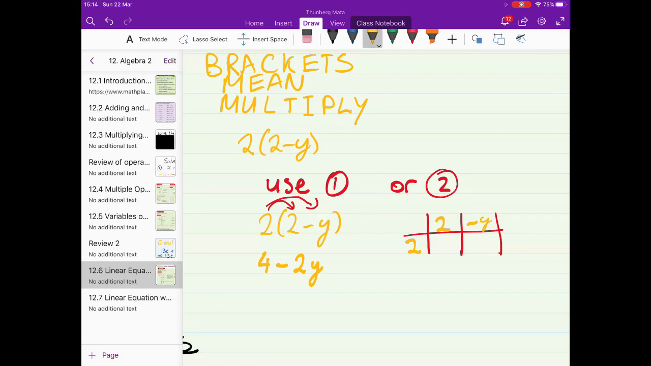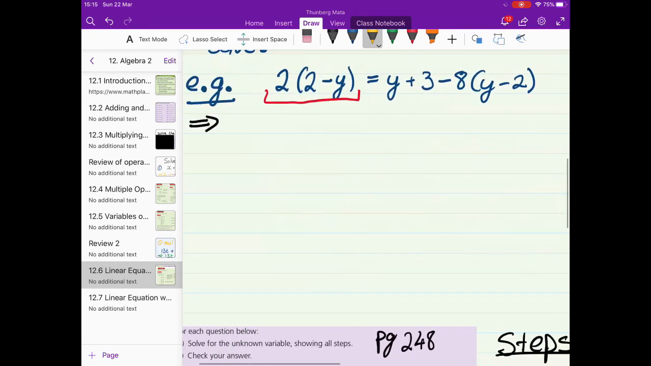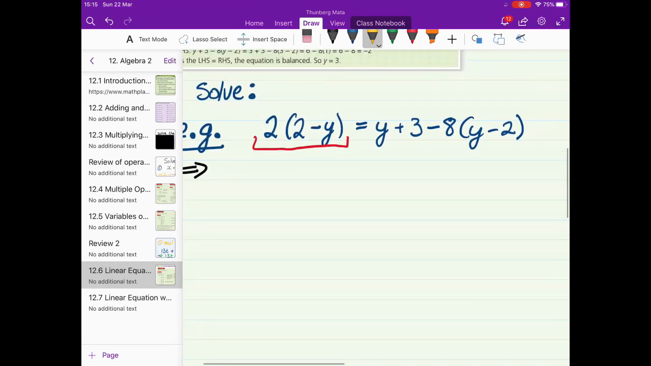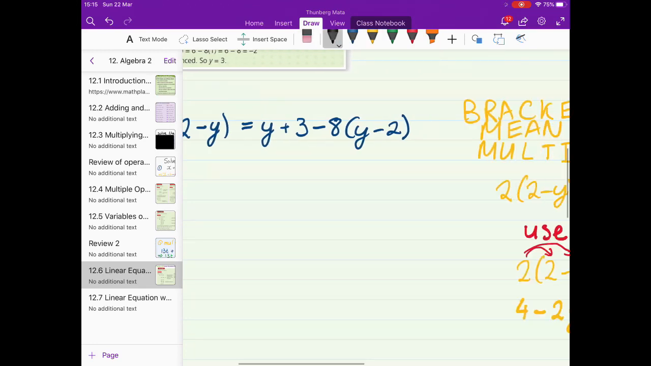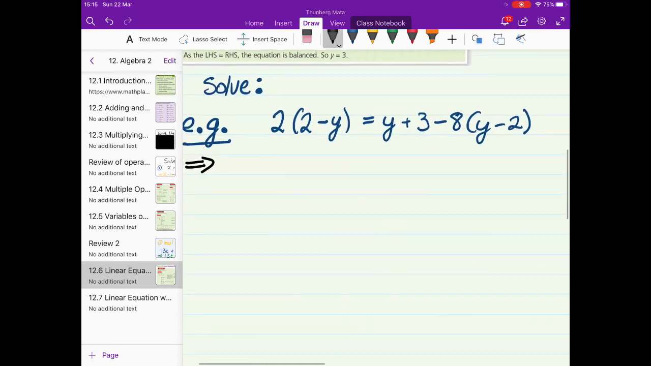We can also use the array method or grid method, where we set out our grid, where you have the number outside the bracket goes along here in the first row, and the numbers inside the brackets go in the columns, where we'll have 2 multiplied by 2 will give us a 4 in here, and 2 multiplied by minus y will give us minus 2y here. Either method that we use, our outcome is 4 minus 2y. So when we return to here, we'll have to have a look at what we've done.